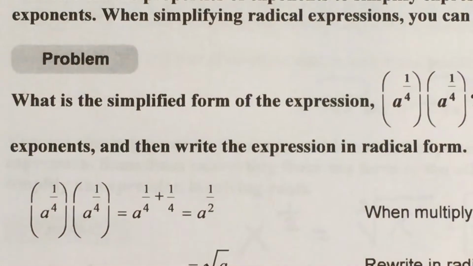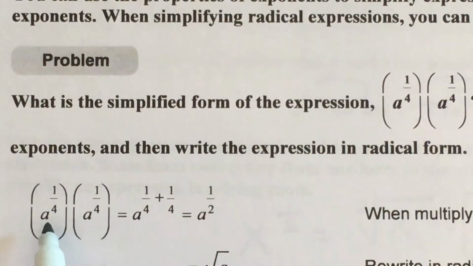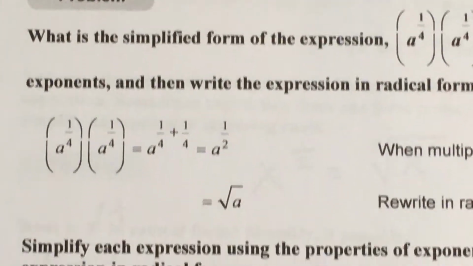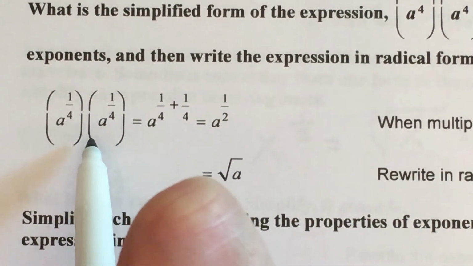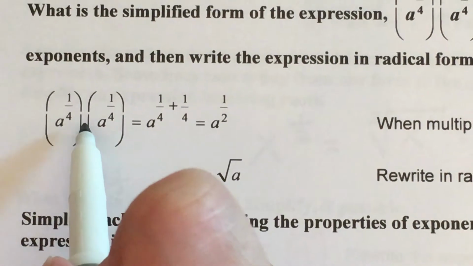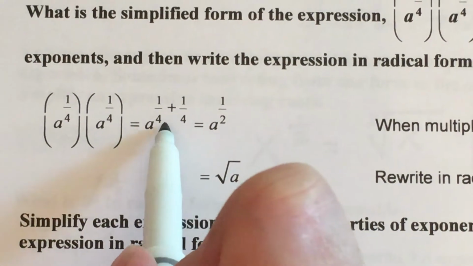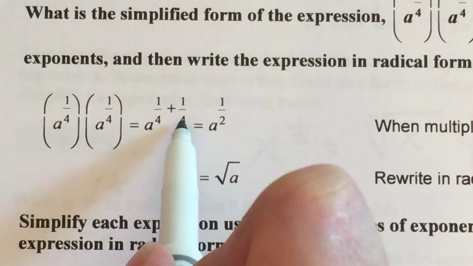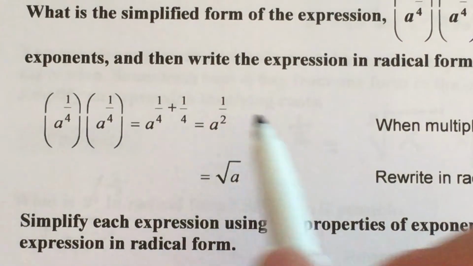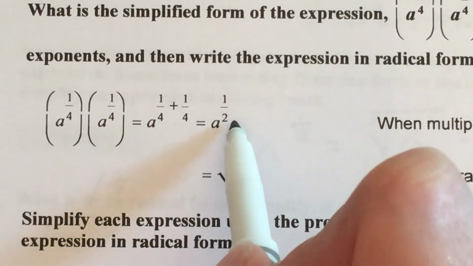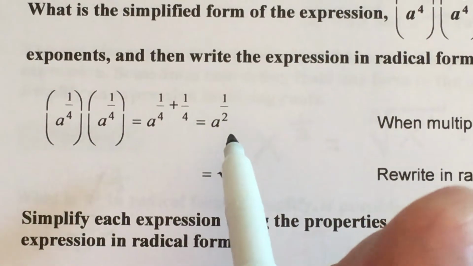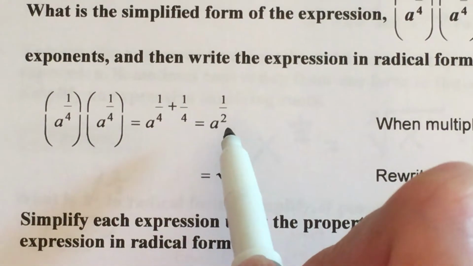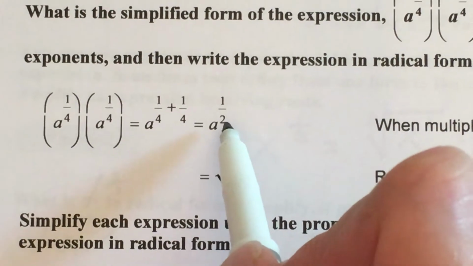All right, so this right here, we're going to start with the product rule. So with the product rule, we add our 2 exponents together. And with that, 1/4 plus 1/4, you can either work in your head or you can use your calculator to help you. You get 1/2.